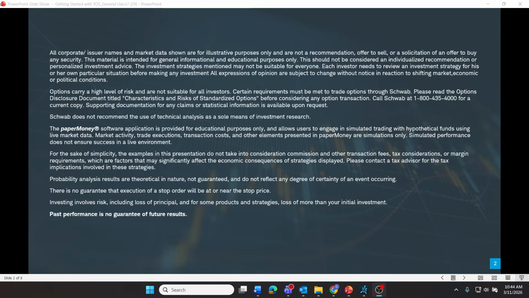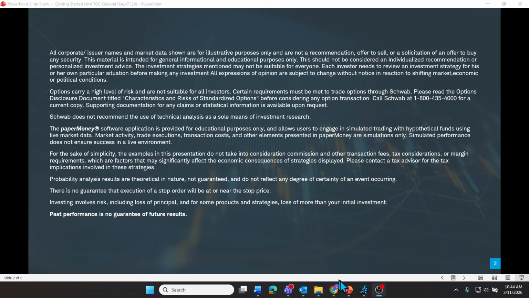So let's go to the desktop here, but of course the first thing that we need to do is make sure that we're aware of the risks associated with trading and investing, so bear this important information in mind. All corporate or issuer names and market data shown are for illustrated purposes only and are not a recommendation, offer to sell, or a solicitation of an offer to buy any security. Schwab does not recommend the use of technical analysis as a sole means of investment research, and there's no guarantee that a stock execution of a stop order will be at or near the stop price. And finally, investing involves risks, including the loss of principal.